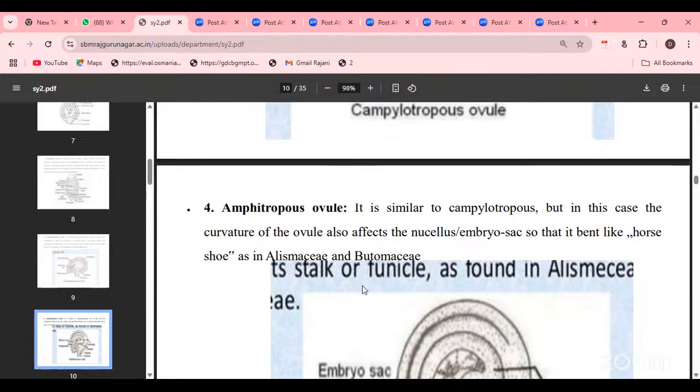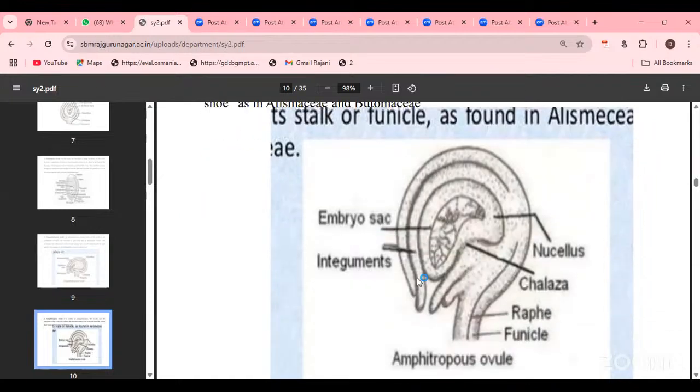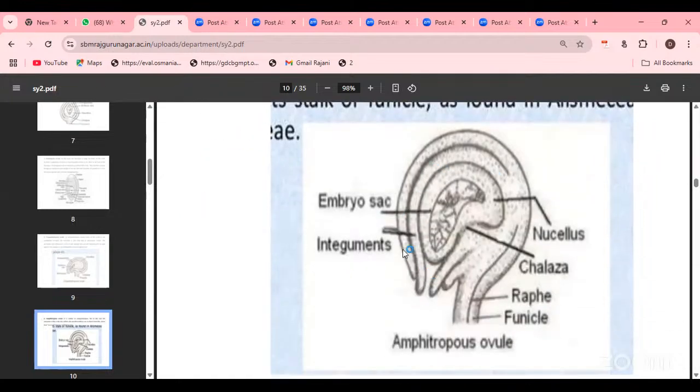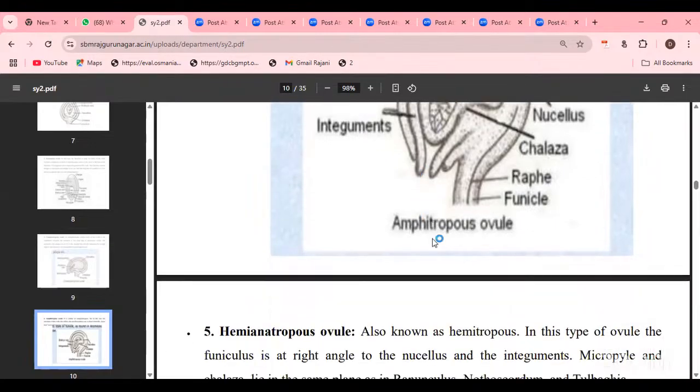as in Butomaceae and Alismaceae families. See, you can observe this one. These are the integuments. This one is the embryo sac. That embryo sac is horseshoe-shaped, this body is called the nucellus, this part is called the chalaza, and this part is called the raphe, and these two are called the integuments. This is called the amphitropous ovule.